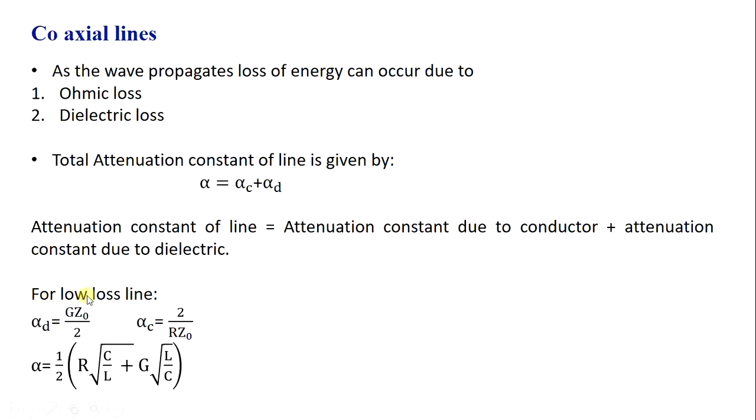For a low loss line, this alpha d is equal to G into Z naught upon 2, and alpha c is equal to 2 by R into Z naught. So the total alpha is equal to 1 by 2 into R under root of C by L plus G under root of L by C. So mostly 50 ohm lines are commonly used for minimum attenuation.